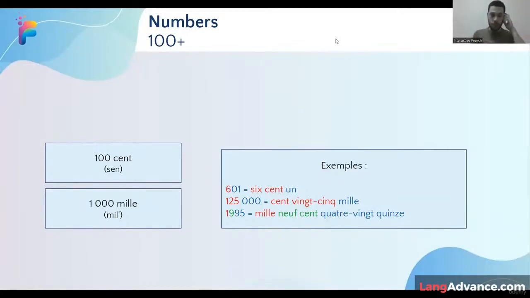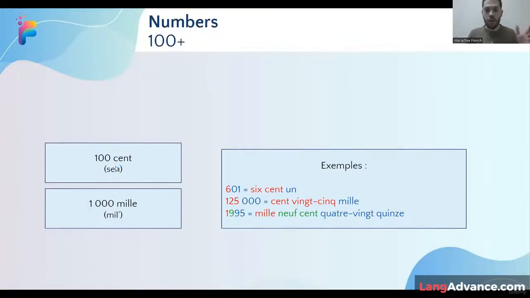So first off, for 100, we would say cent, okay? So 100 is cent. If you want to say 200, 300, 400, 500, and so on, you would say cent for 100, and then deux cents, trois cents, quatre cents, cinq cents, six cents, sept cents, huit cents, neuf cents, and so on, right? So that's how it works.